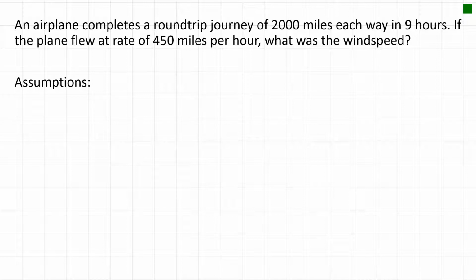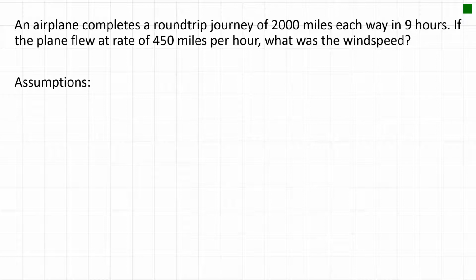So in this question, an airplane completes a round-trip journey of 2,000 miles each way in 9 hours. And we're told that the plane flies at a rate of 450 miles per hour. We want to know, what was the wind speed? So before we jump into the math of solving this problem, what we're going to do is draw a picture and then discuss the assumptions we're making just by setting up the problem the way we do.